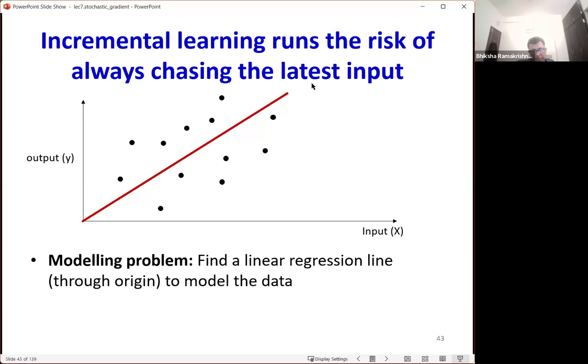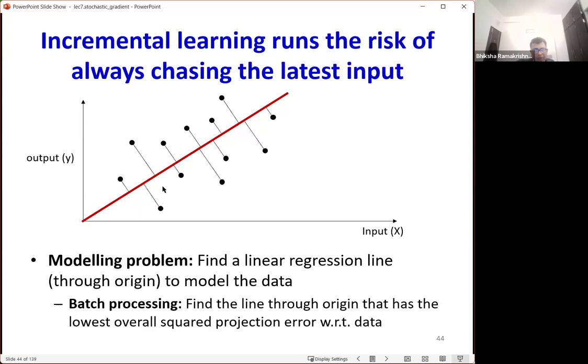I want to find something like a principal component, like a regression line through the origin. I want it to go through the origin and model the data. So basically what I'm trying to do is to find the line, this hyperplane, such that the average projection error for all of my training data points is minimized. Simple problem, right? So if I were performing batch processing, I would find the line through the origin that has the lowest overall squared projection error with respect to the data.